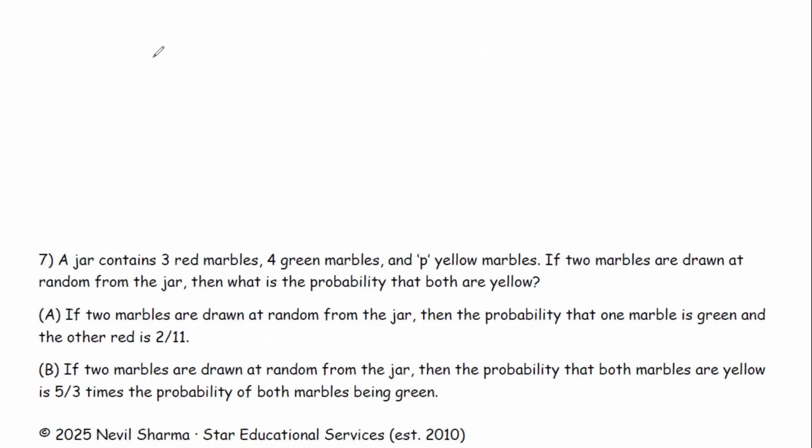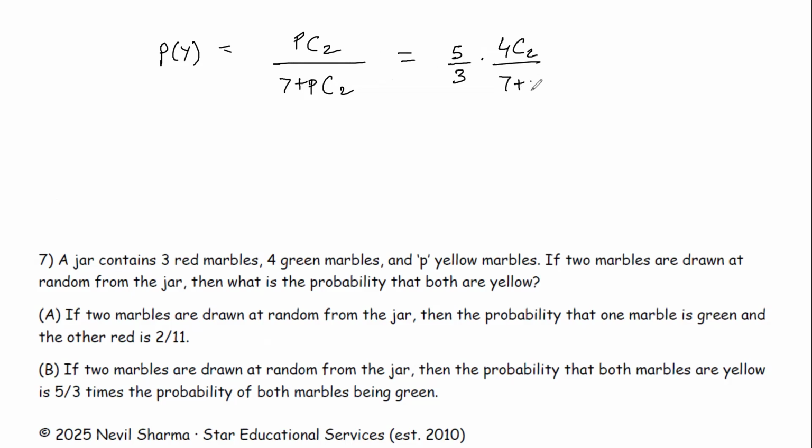If two marbles are drawn at random from the jar, then the probability that both marbles are yellow is 5 by 3 times the probability of both marbles being green. So the probability that both are yellow is PC2 upon 7 plus PC2, right? And both are green is 4C2 upon 7 plus PC2, right? So from here, this and this cancels out.